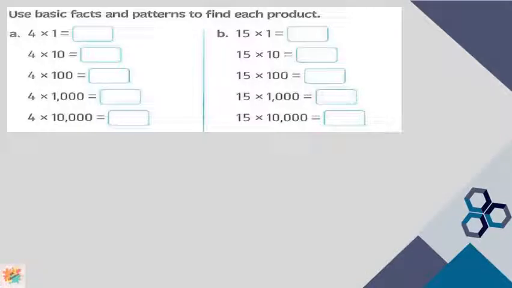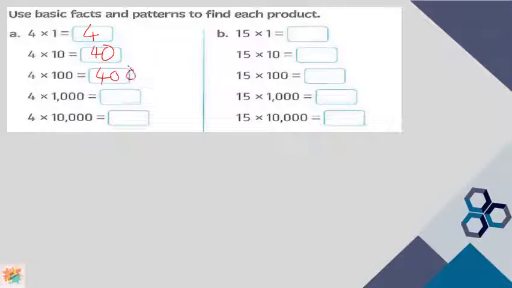So we'll start now the first example. Use basic facts and patterns to find each product. وده question يا ولاد سهل جدا. لما اجي اقول لك 4 times 1 equals what؟ برافو عليكم equals 4. فلما اجي اقول لك 4 times 10 هتكون ايوه 40. طب 4 times 100 so it will be 400.